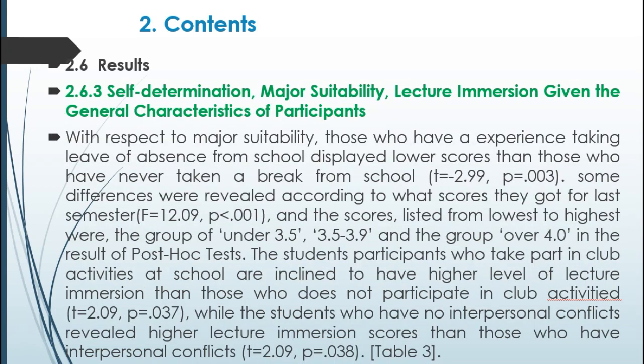With respect to major stability, those who had taken a leave of absence from school displayed a lower score than those who had never taken a break from school. Some differences were reversed according to the grade they got last semester, and the scores from lowest to highest were the group under 3.5, 3.5-3.9, and the group of 4.0, in the result of the post-hoc test.